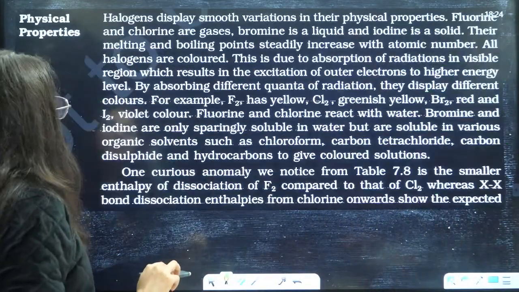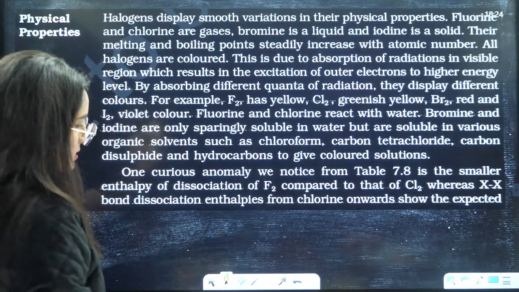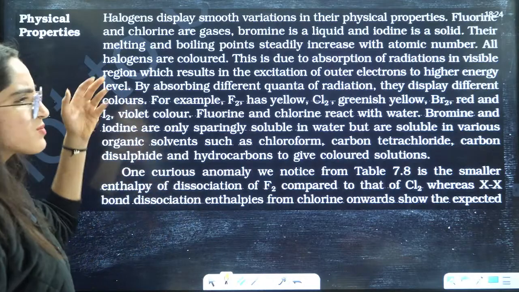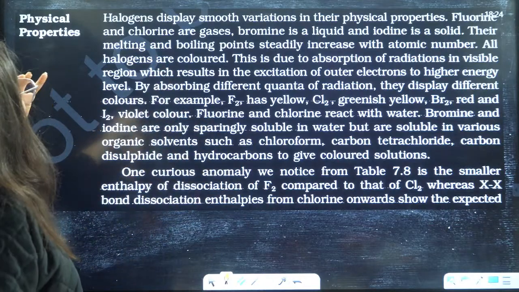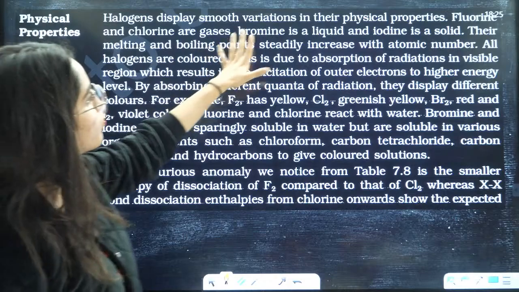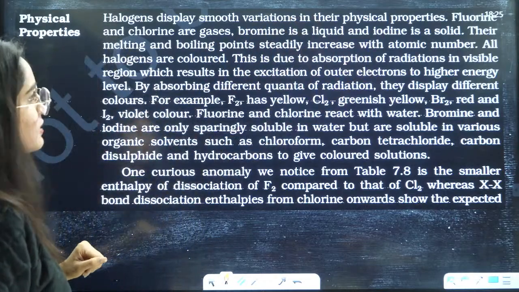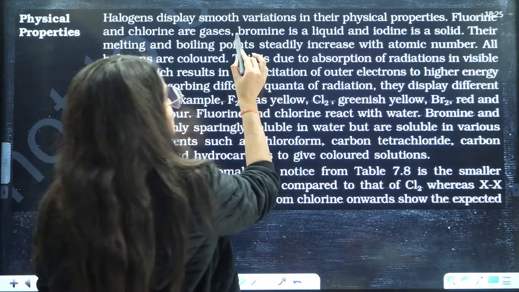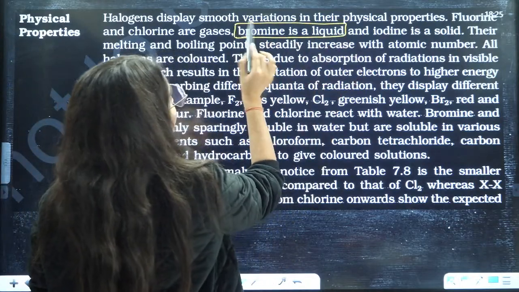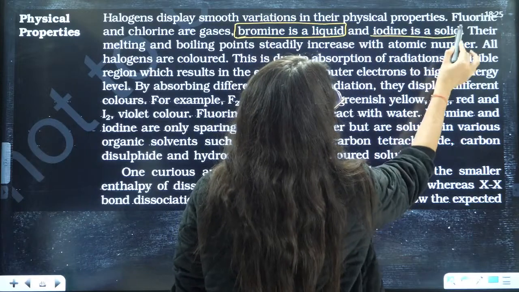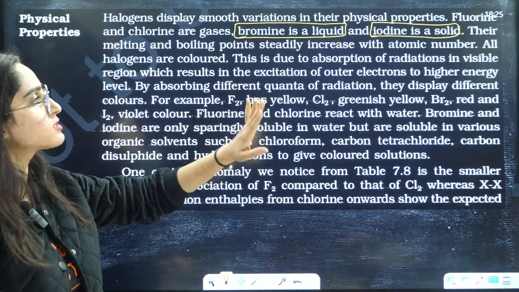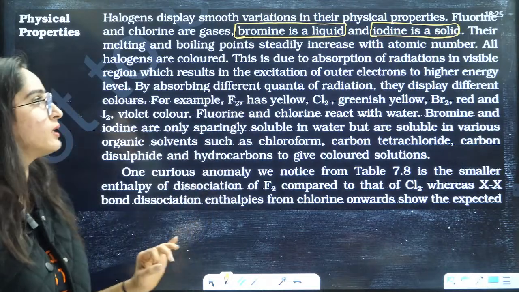Next thing is physical properties. Let us talk about the physical properties. Melting point, boiling point that we have discussed. Halogens display smooth variations in their physical properties. Fluorine and chlorine are gases. Bromine is a reddish brown liquid. Iodine is a solid. Their melting point and boiling point steadily increase with the atomic number.